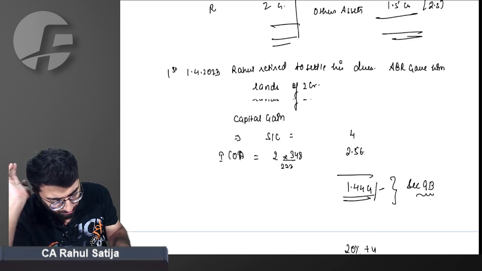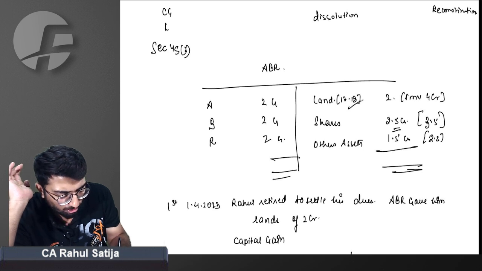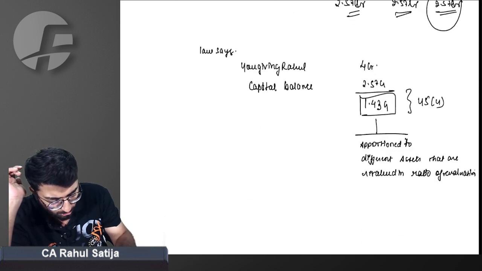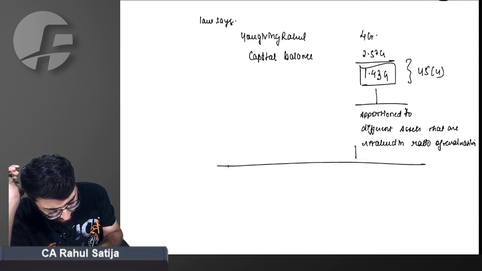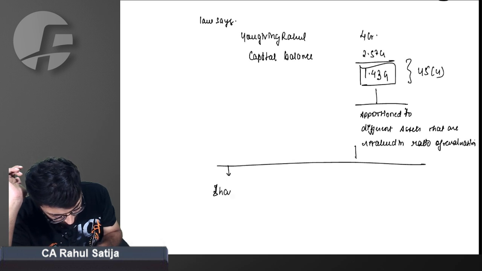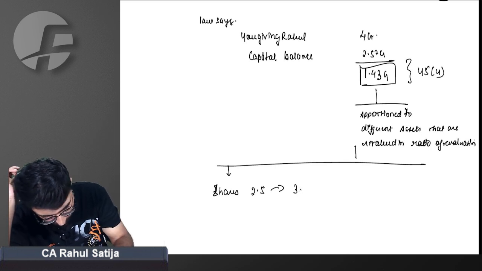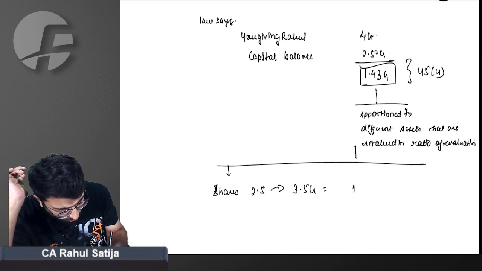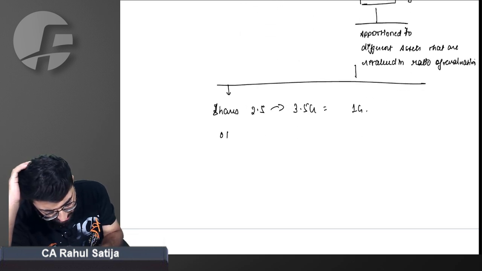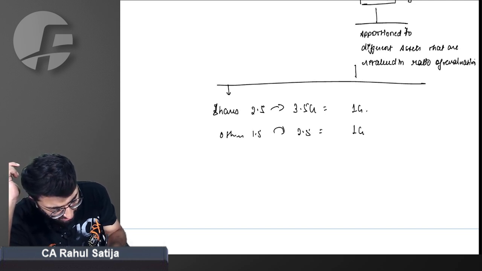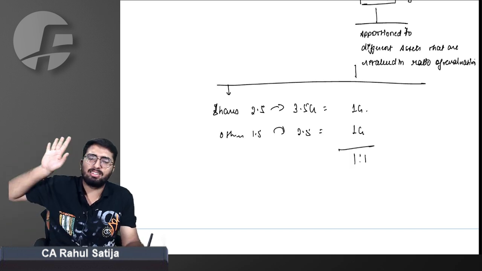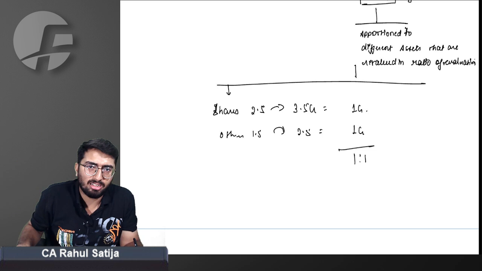Sir, how many assets are revalued? Shares are revalued from 2.5 CR to 3.5 CR, and other assets are revalued from 1.5 CR to 2.5 CR. Can I say 1 crore revaluation is being done on the shares? And other assets, 1.5 CR revalued to 2.5 CR, again 1 crore revaluation. Can I say 1:1 is the revaluation ratio?